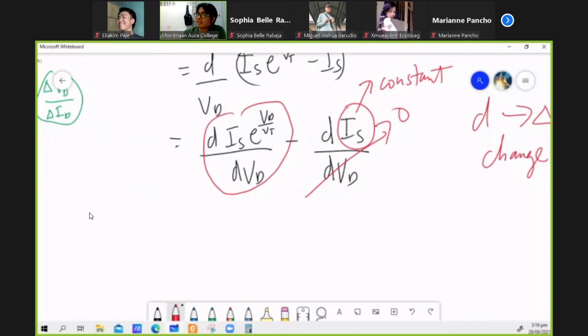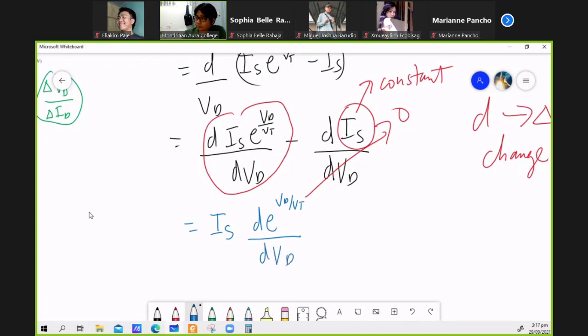O, dito tayo magpo-focus ngayon sa pangalawa. So we have I sub S, E raised to VD over VT. So itong term na to, may kasama siyang VD. Therefore, hindi magsisiro ang kanyang derivative dahil meron siyang variable na kasama. But since I sub S is considered to be a constant, matik labas na agad yan. So this is equal to, labas agad si I sub S, derivative of E raised to VD over VT with respect to the VT. Okay?